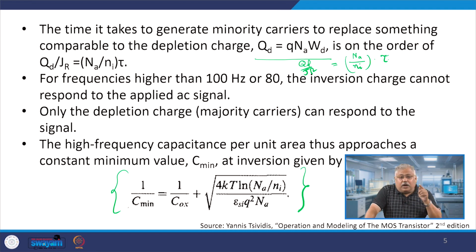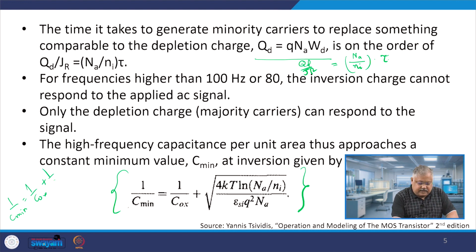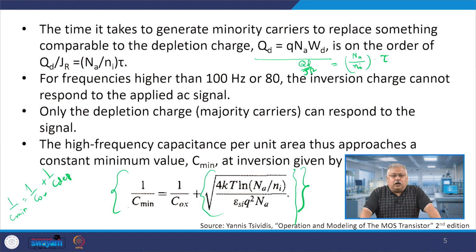So, remember, 1 by C min was how much? By my previous discussion, if you go back to my previous slides, 1 by C min was equal to 1 by C aux plus 1 by C depletion. This is basically 1 by C depletion which you see here, depending on the value of the acceptor ion concentration and the intrinsic charge carrier concentration. C aux, again, if I am assuming that my oxide thickness is very large, then my C aux will be relatively small, right, and then it comes into the picture.